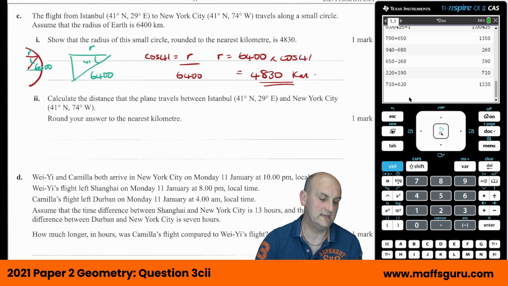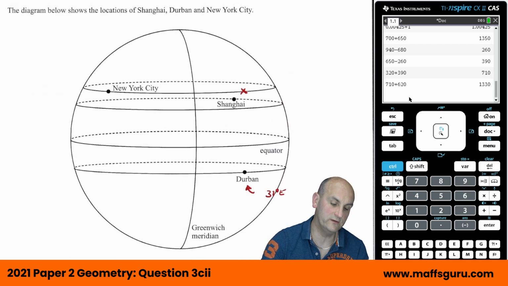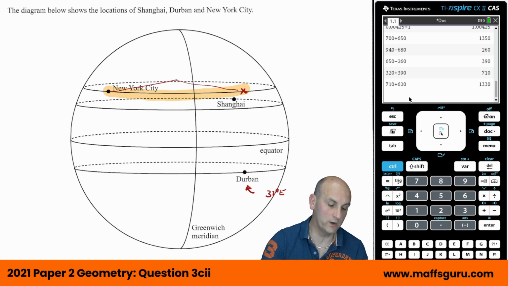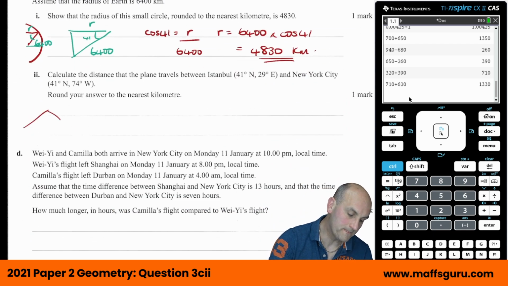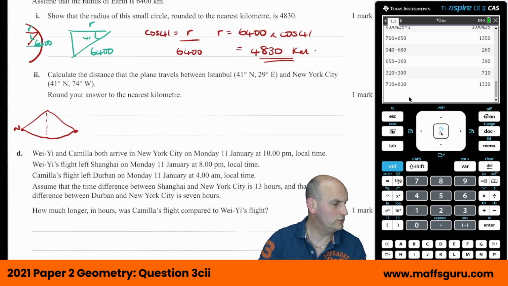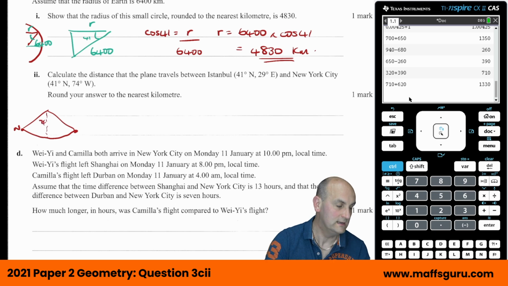Calculate the distance that the plane travels between Istanbul and New York City. So Istanbul and New York City are on the same small circle. So if I was to draw that, then what I'm really looking for is an arc length. Okay, so what do I know? Well, if I've got an arc length, this point here is Istanbul, this point here is New York City, and I'm looking straight down. Assuming this one here is where it is, I know that New York City was 74 degrees west, and I know that Istanbul was 29 degrees east. So I can now find this whole angle here to be 103 degrees.